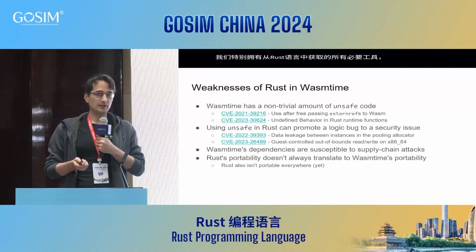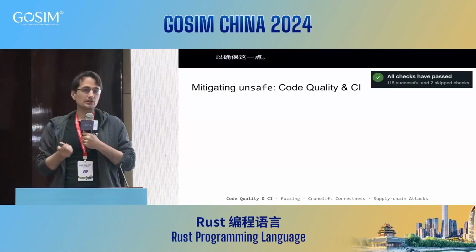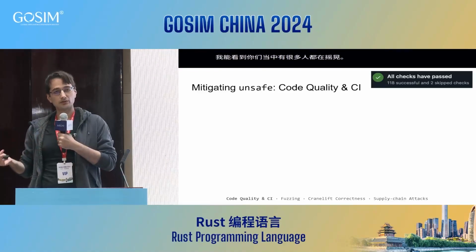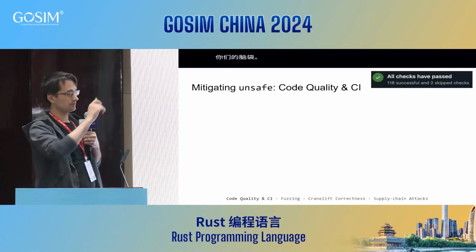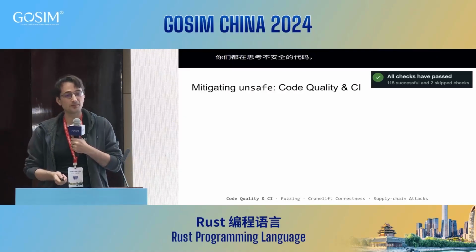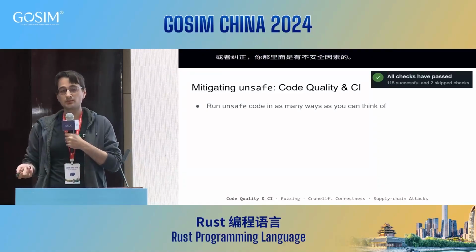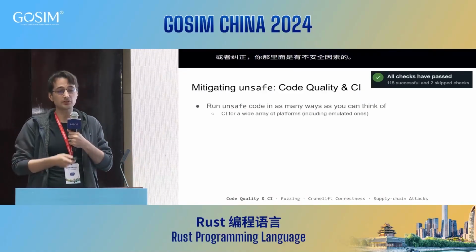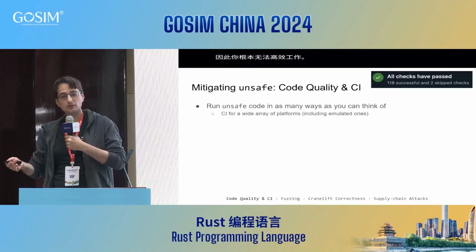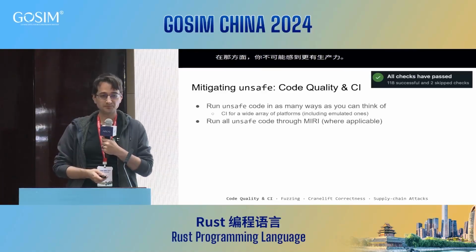So I want to talk now a little bit more about how we actually mitigate these weaknesses. The first thing to talk about is how we mitigate unsafe through improving our code quality, primarily through CI. This is that whole green check mark that everyone wants to see when you send a pull request, where all your tests are passing and everything is green. The main thing we do there is we want to run unsafe code in as many ways as possible. This is not just unit tests, but it's also platforms. A lot of times, if one platform has a problem, it's indicative of a problem that could happen on other platforms. It just hasn't been hit yet.